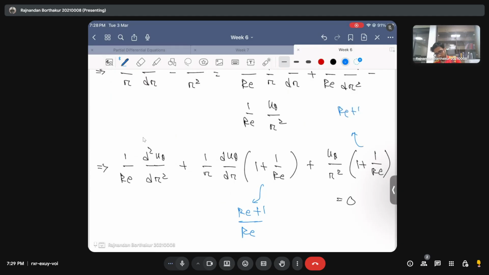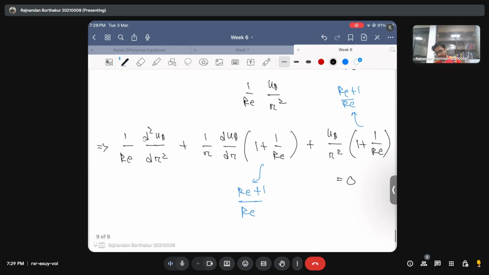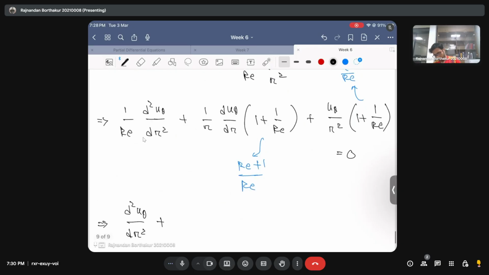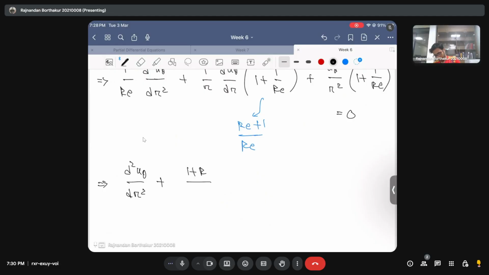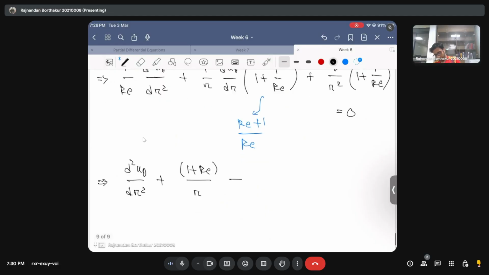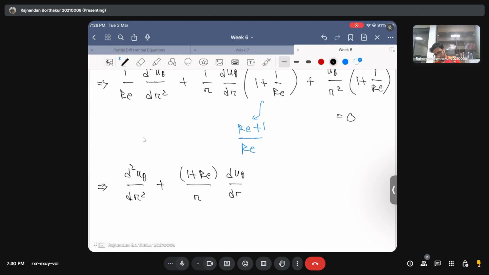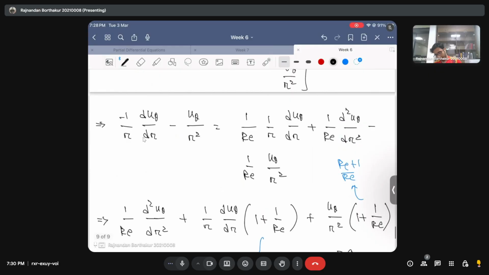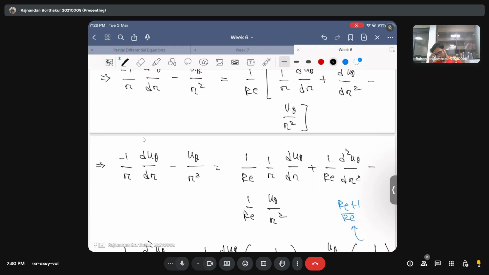This term will also give me Re plus 1 by Re, which means I'll have an Re in all the denominators here. I'll have an Re here, an Re here, and an Re there, which means I can just take this Re out by writing this equation as d2 u theta by dr2 plus 1 plus Re by r du theta by dr, and I'll have plus, okay, so what will I have here? Let's see.